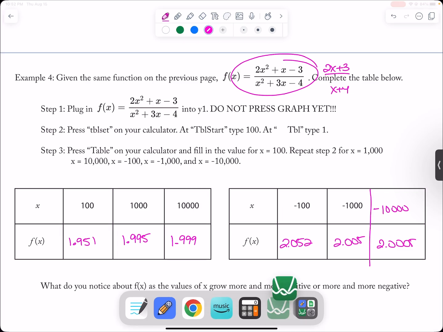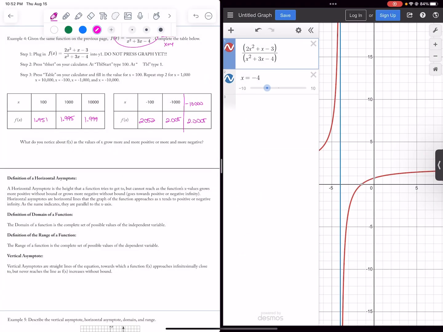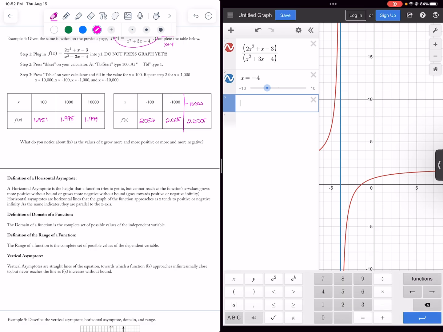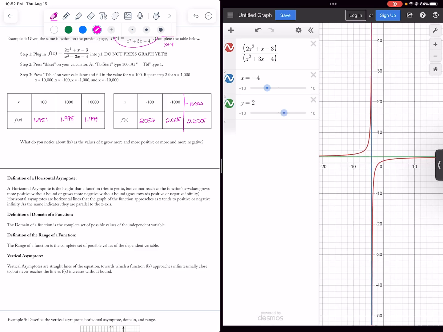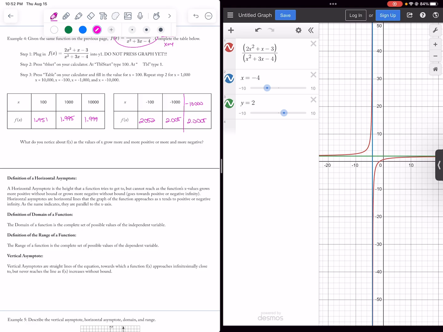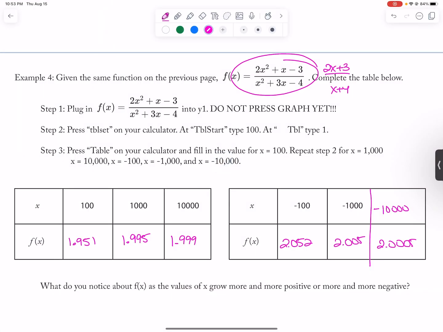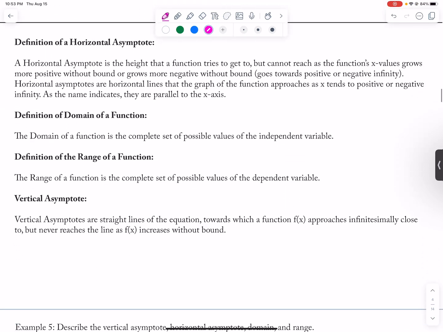And if I pull back up my Desmos here, at y equals 2, it looks like we've got a horizontal asymptote. If I zoom out a little bit, you'll see it's getting really, really close to it, but it's never actually crossing it. Okay, just a reminder about domain and range. Domain is values of the independent variable, so that's the x values. And then the dependent variable would be y values in this case.